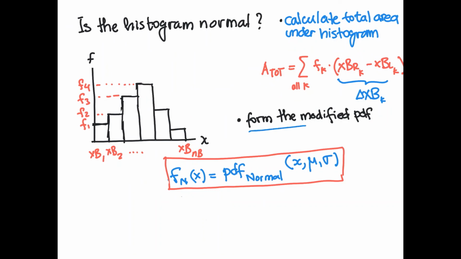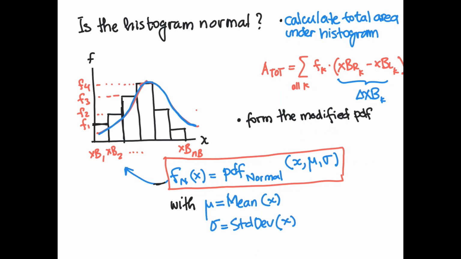What we need to do now is form a modified probability density function, in which we're going to take the PDF of the normal distribution and multiply by the total area. What are the parameters of that normal distribution? Those will be the mean value of the original data set X and the standard deviation of that data set, which is information that could be easily found.